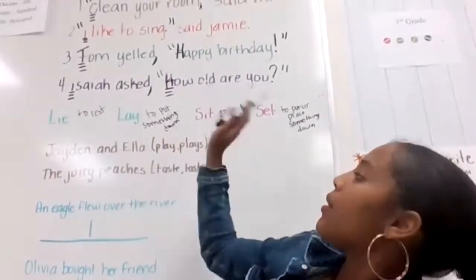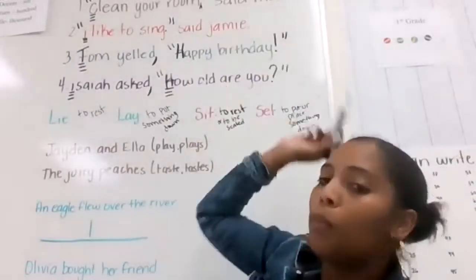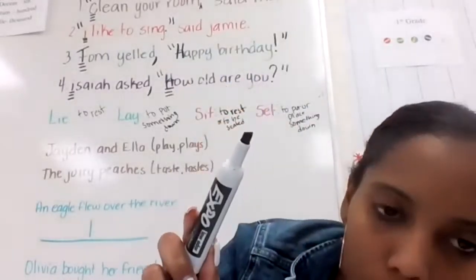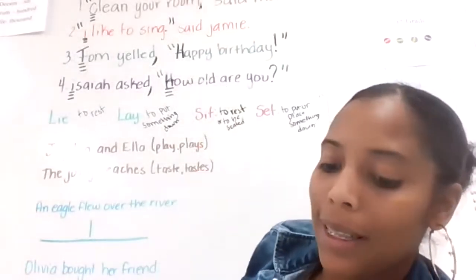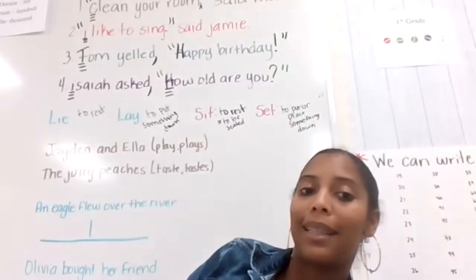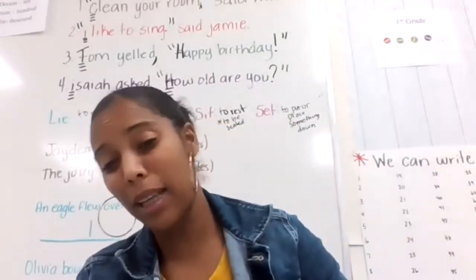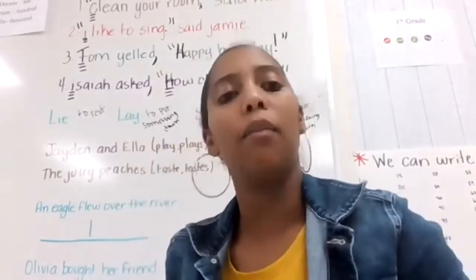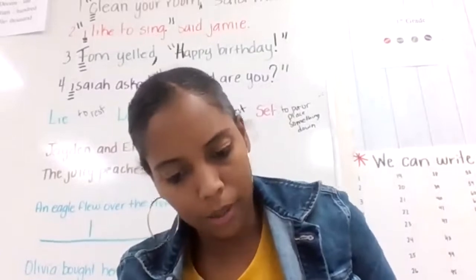Good. So sit and lie mean to rest. Lay and set mean to put something down. That's the difference between the two. Whenever you're using it in a sentence, be careful so that you're saying the correct word. Sometimes it sounds like it would fit, but the meaning behind it could mess up the whole sentence. All right.